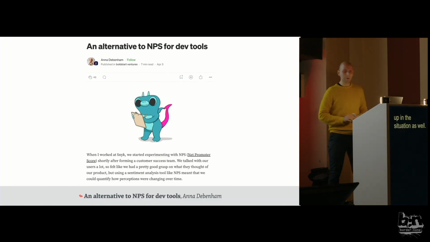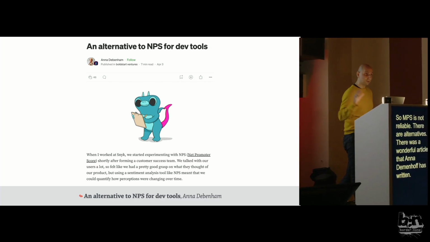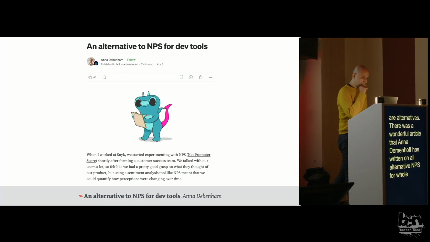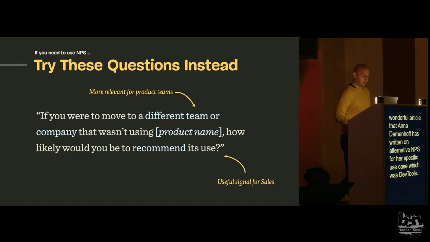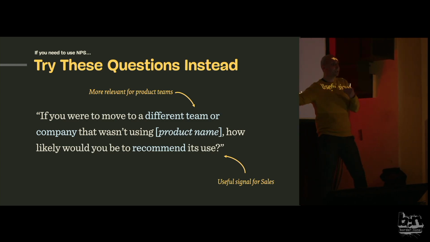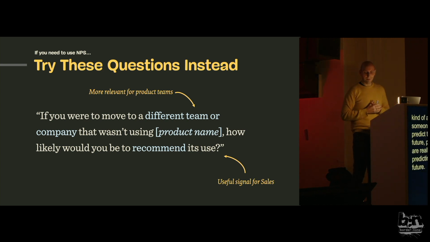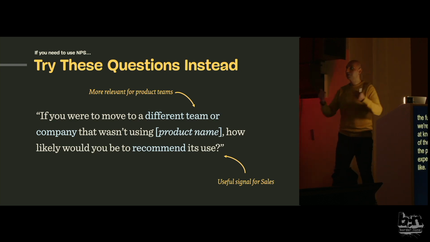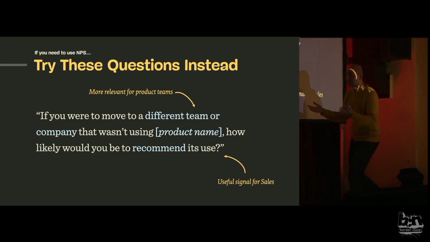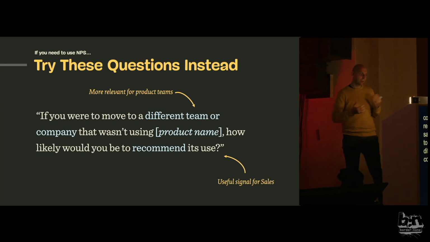There are alternatives. There was a wonderful article that Anna Debenham has written on alternative NPS for her specific use case, which was DevTools, where she was asking better questions. For example, instead of how likely are you to recommend something, because you're asking somebody to predict the future. People are really bad at predicting the future, but we're very good at knowing, well, most of the time, what the past experience was like. So good research is always rooted in the past, not in the future. So you could, of course, rephrase it and say, if you were to move to a different team or company that wasn't using our product, right, how likely would you be to recommend it? That's a little bit more useful.